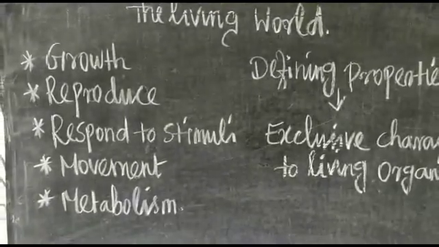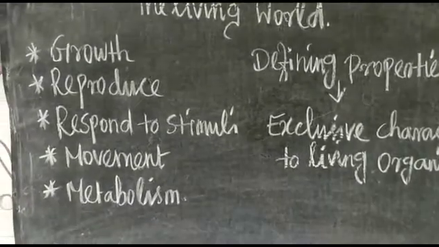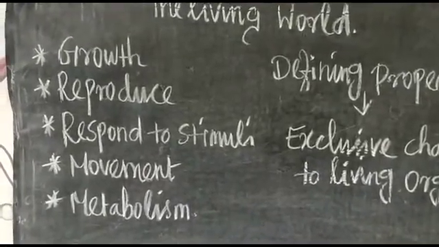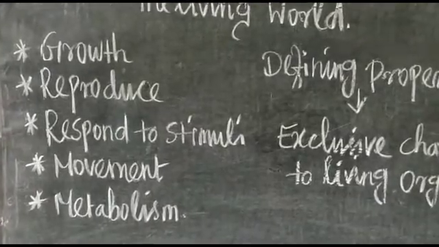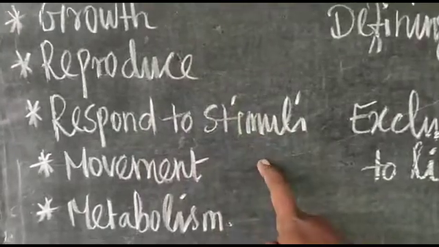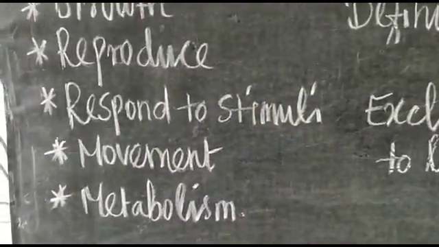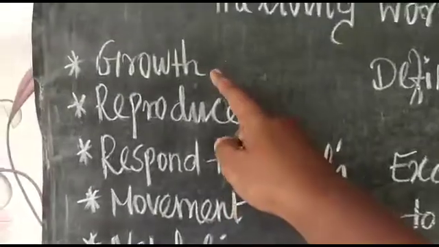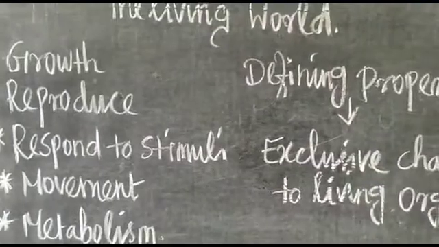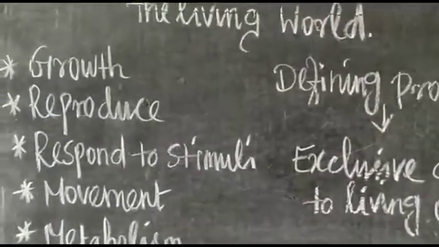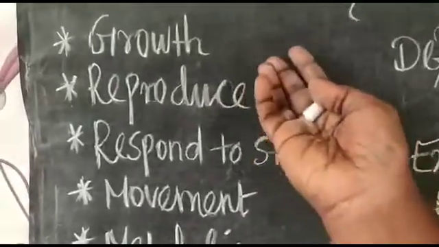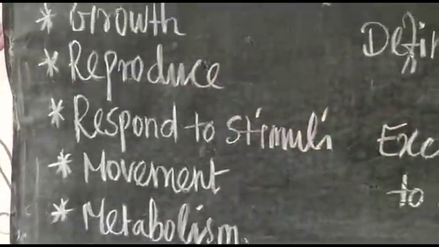Hi students, today we are going to see the 11th chapter 1, the living world. Living organisms show growth, reproduction, response to stimuli, movement and metabolism. Growth, apart from the living world, is divided into two types, that is, living things and non-living things. Both living and non-living things are involved in growth.